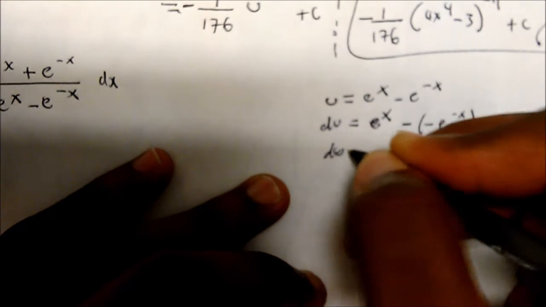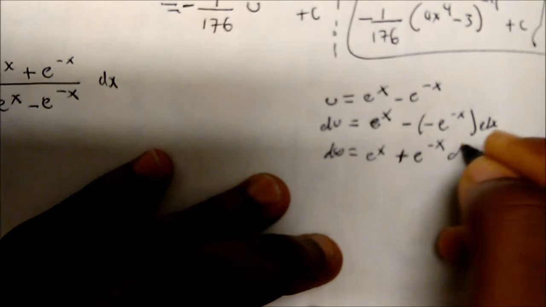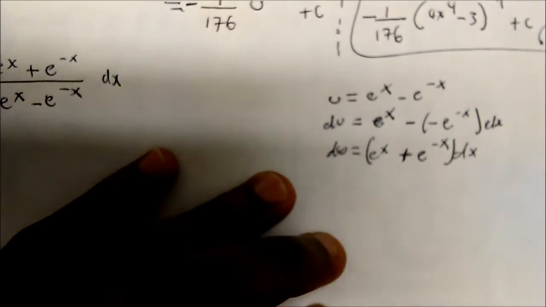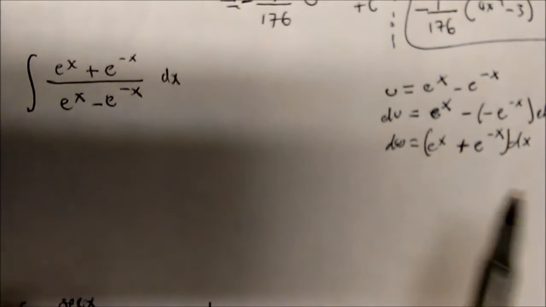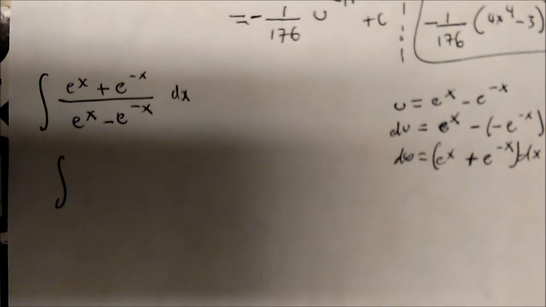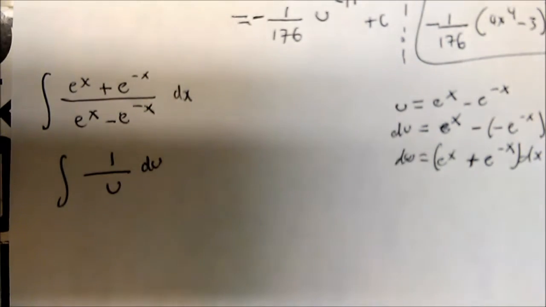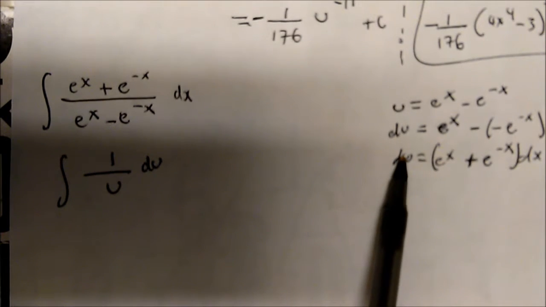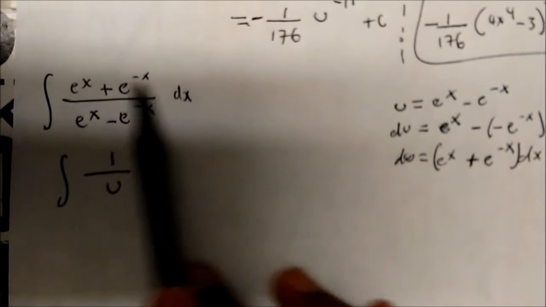Simplifying that, du is just going to equal e to the x plus e to the negative x dx. And this is exactly what we have here, right? So in this case, we got lucky. So the integral, we could rewrite that, will just be 1 over u du. Du takes care of this whole e to the x plus e to the negative x here.